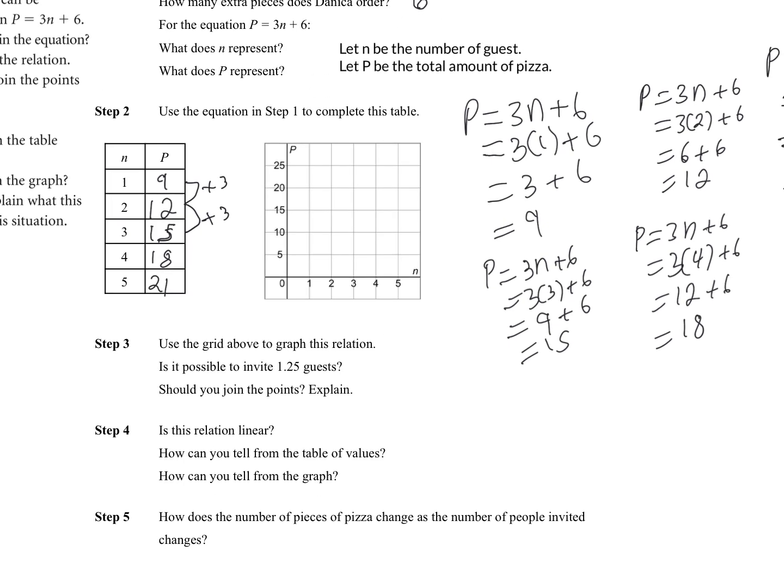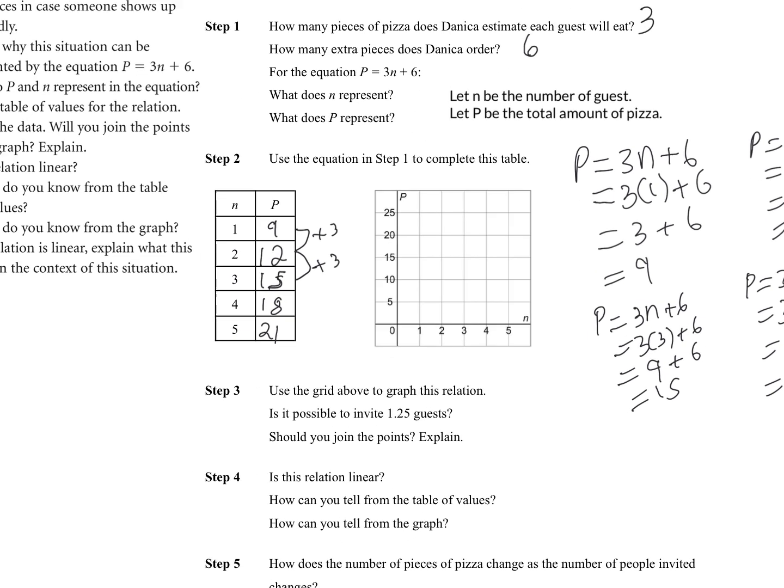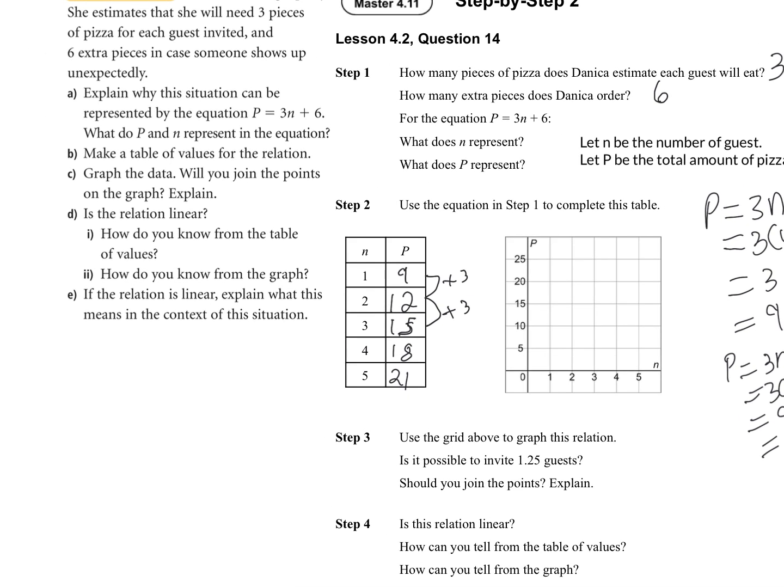So part of step 2 is finished. We have our table filled out, and that answers part B in question 14. Now part C is graph the data. Will you join the points? Explain on the graph.